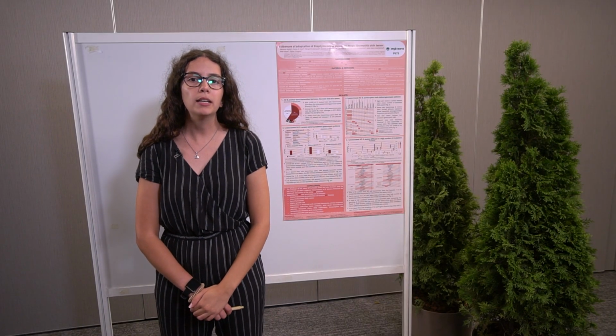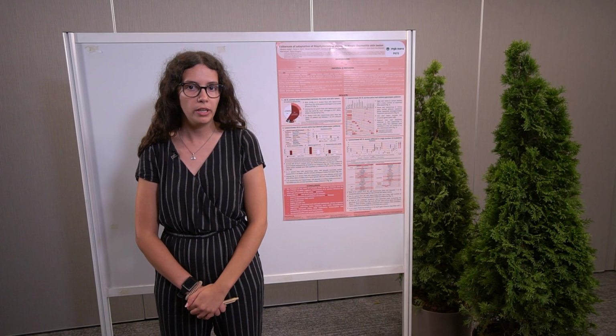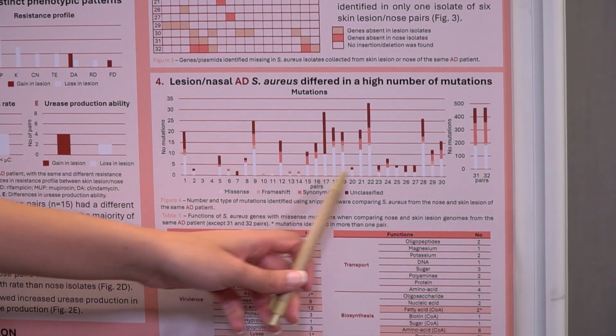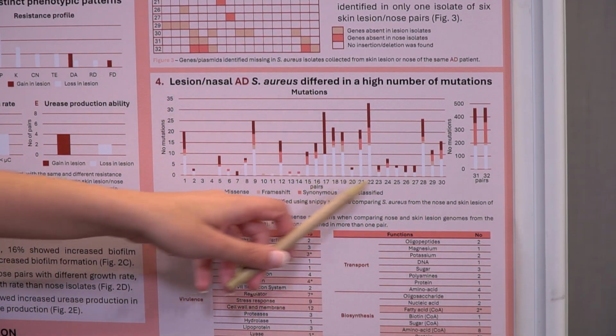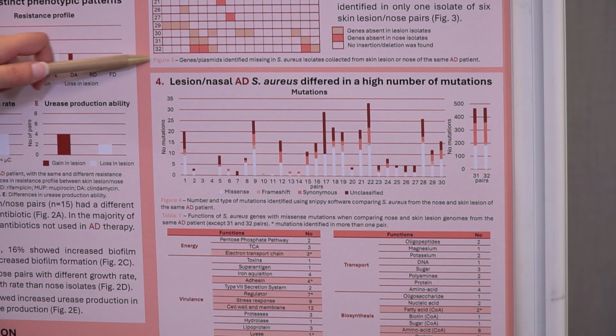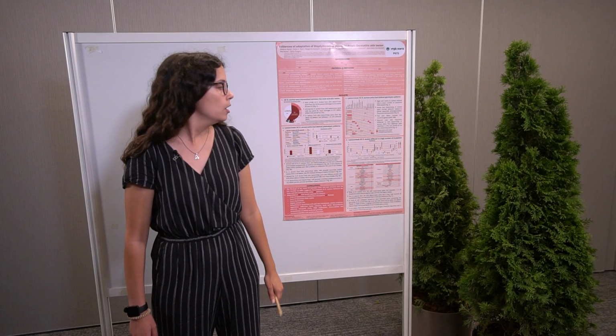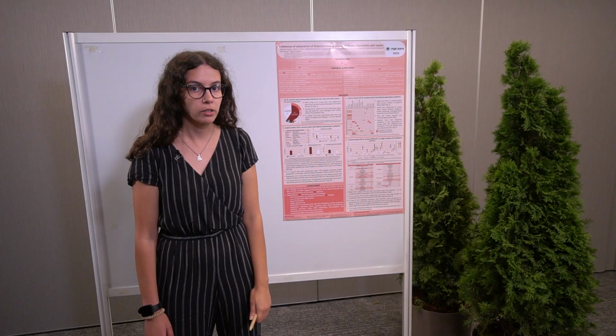Finally, we performed a SNP analysis to identify mutations. In this graphic, I'm showing you the number of pairs and the number of mutations in each pair. We found between 1 and 33 mutations in each pair, with the exception of these two pairs that have a high number of mutations. Mostly they are missense mutations.